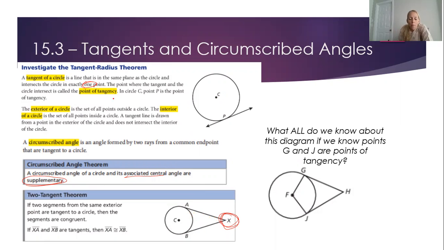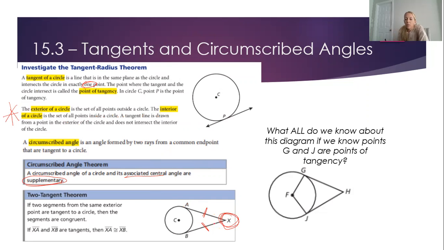Now that we have that, if the two segments from a same exterior point are tangent to the circle, what else have we learned? This segment is congruent to this segment. Now, are those chords? No. A chord is a segment inside a circle. And notice here we made the distinction, exterior of a circle, interior of a circle. So interior of a circle would be where we would find a chord. Exterior of the circle, we just find a segment. And when that segment intersects a circle in exactly one place, we call that segment a tangent.